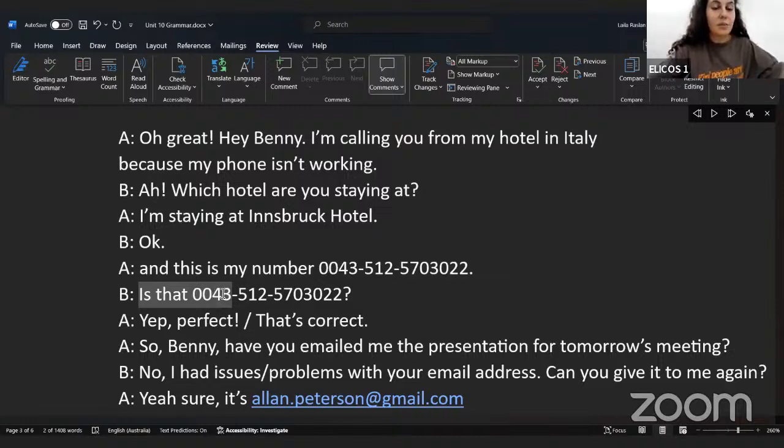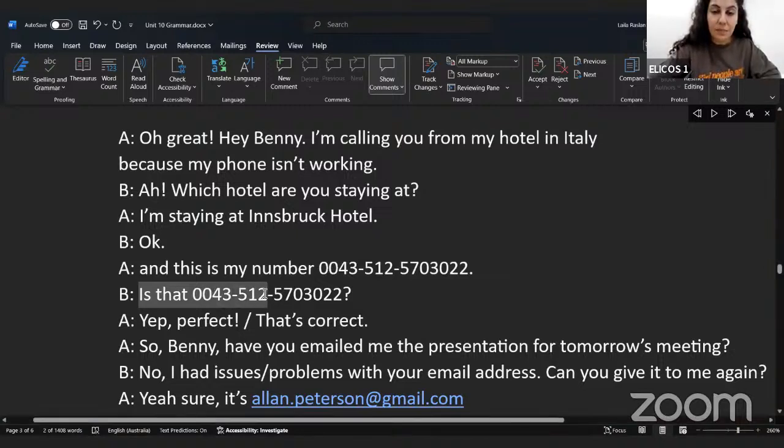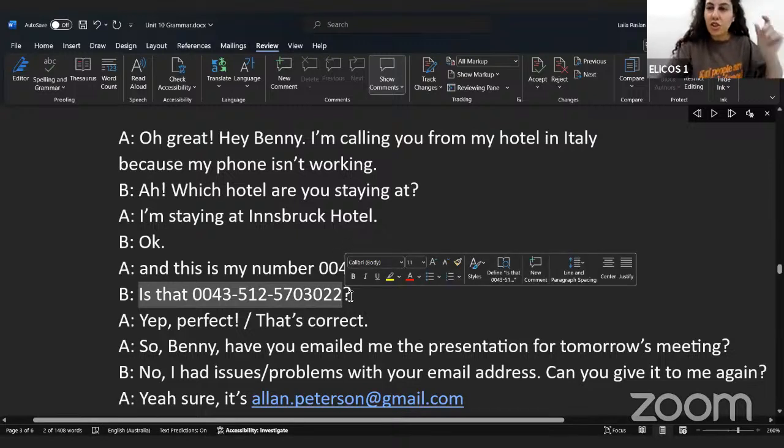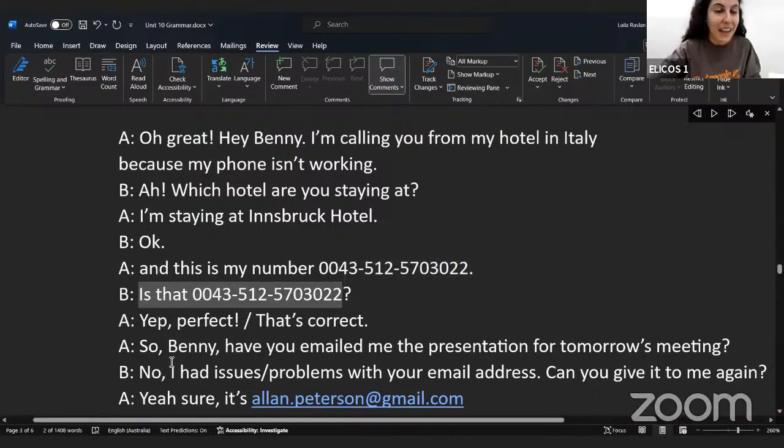So they would say yes. You would say 512. They say yes. You say 57. They say yes. 03022. So always try and go small with the number, because you want to make sure you have all the number, and it's a very long number. And they can say, yep, perfect. So that means like, yes, you got the correct number. That's good. Or that's correct.